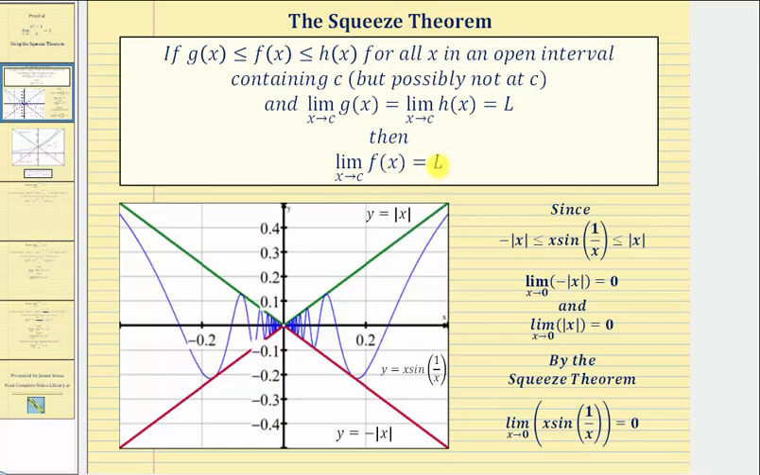must also equal L. Looking at this graphically, f of x would be this function in the middle that's always equal to or greater than this bottom function, and also always equal to or less than this top function on some open interval containing 0. And therefore, since the limit as x approaches 0 of this bottom function is equal to 0, and the limit as x approaches 0 of this top function is equal to 0, it follows the limit as x approaches 0 of this middle function f of x must also equal 0.